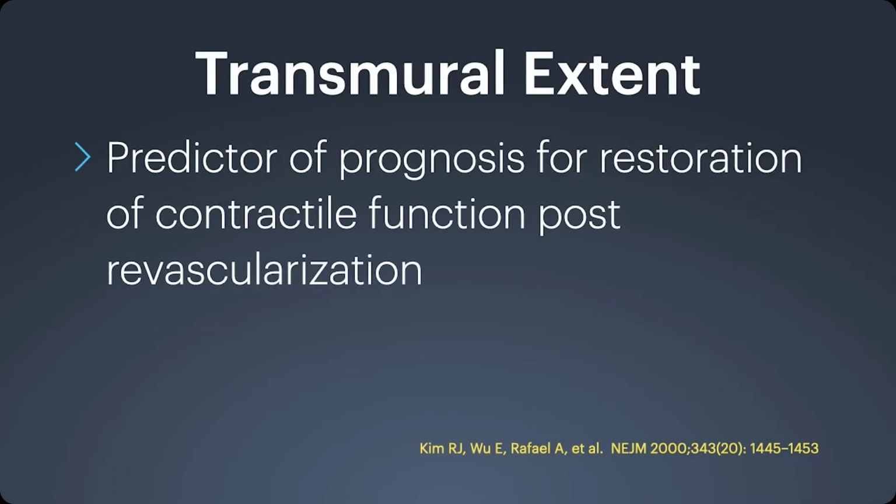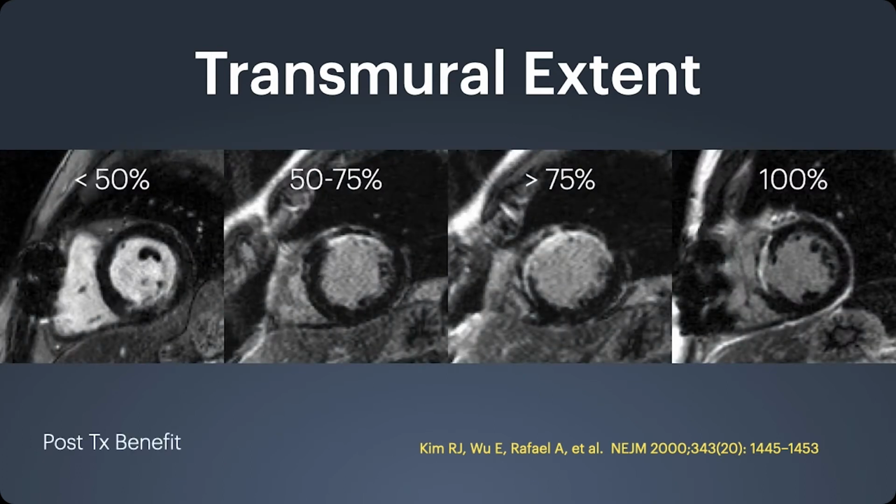The transmural extent of infarct is also important to characterize and report. It's a predictor of prognosis for the restoration of contractile function post-revascularization. Simply stated, as the transmural extent of infarct increases, the probability of recovery decreases. In fact, in a seminal study performed by Ray Kim, one of our cardiology colleagues here at Duke, they showed that as the degree of infarct increases, the contractile or left ventricular function is reduced.